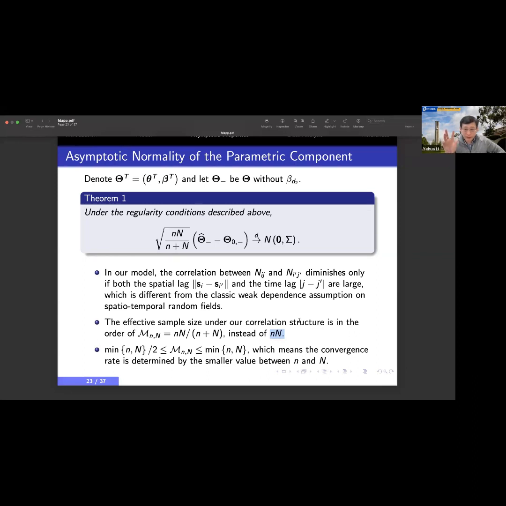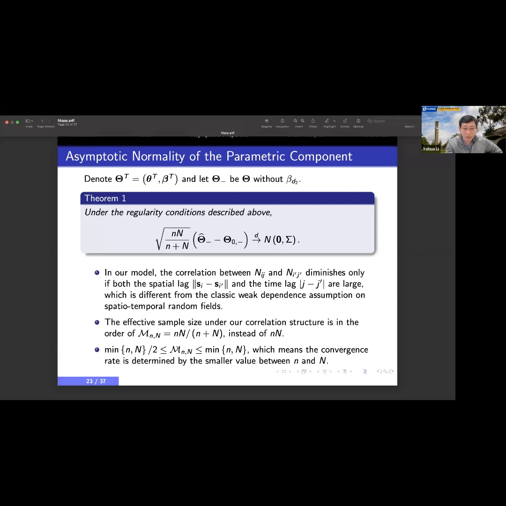Okay, so there's a very subtle point here: the spatial temporal covariance is diminishing only if both the spatial lag and the time lag are large. So you have to have stations far from each other and two very different days. Then the two processes would be approximately uncorrelated. So it's a very stringent condition, a very strong correlation structure. That's why the convergence rate is quite different.